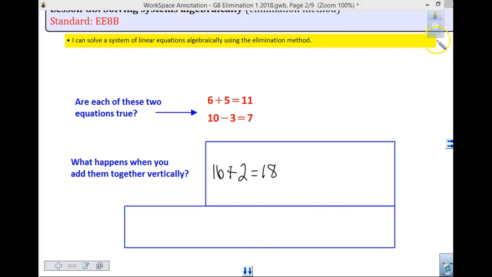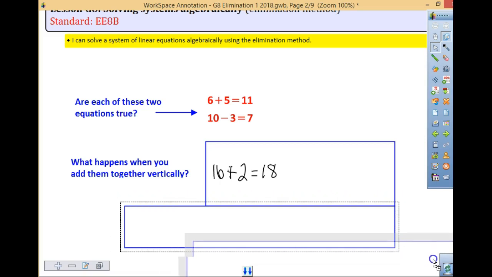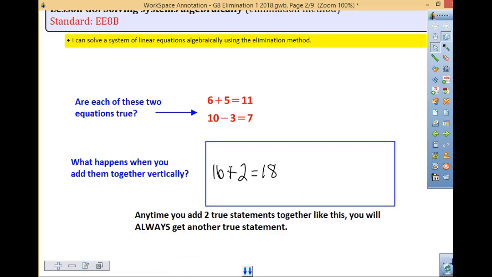So as you are looking at your problems, the key thing I want you to put down: anytime you add two true statements together, you will always get a true statement. You're writing that in that way. Anytime you add two true statements together, it will always equal a true statement.